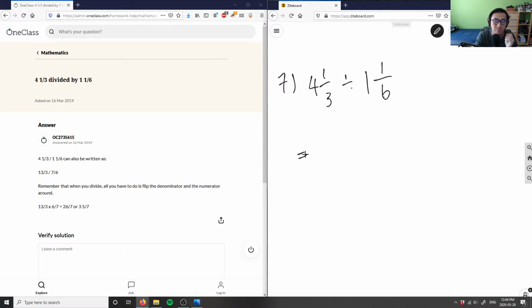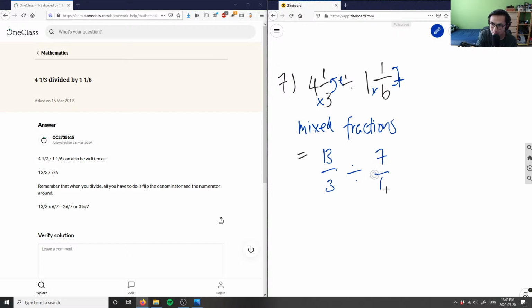So basically, if I'm dividing two mixed fractions, I want to convert them into improper fractions. So I have mixed fractions, and I want to convert them into improper fractions. If I do this conversion, I'm doing 4 times 3 plus 1, right? So 4 times 3 is 12, plus 1 is 13. So 13 over 3. I'm still doing the division operation. For the second, 1 times 6 is 6, plus 1 would give me 7 over 6.